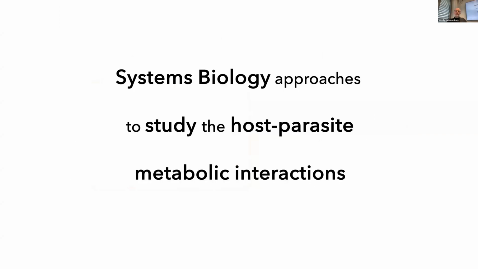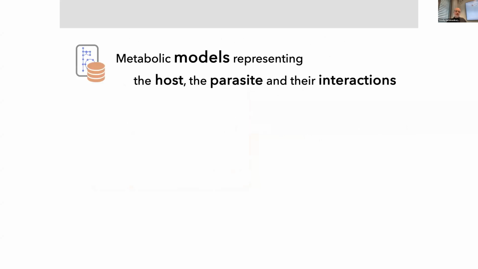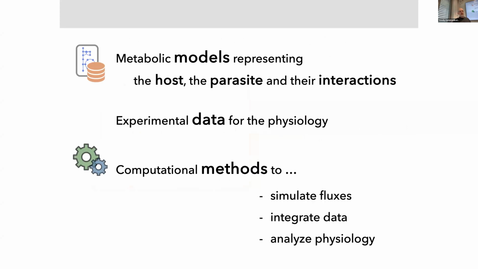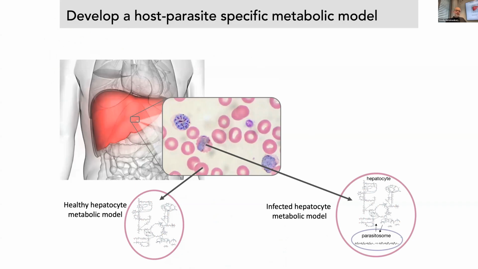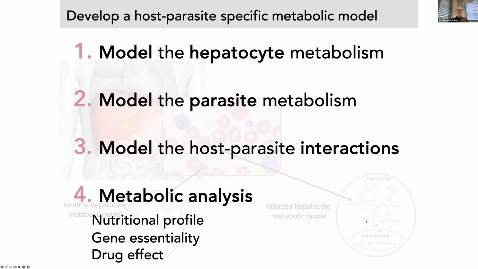So for this, I'm going to present the systems biology approaches we use to study these host-parasite metabolic interactions. We start again with metabolic models that represent the host, the parasite, and their interactions. We use experimental data from physiology, and some computational methods to simulate the fluxes, integrate data, and analyze the physiology. Again, we start with the genomes and build the models for the hepatocyte and the parasite, and then we put them together. First, I'll show you how we build the hepatocyte-specific model for metabolism, then the parasite metabolism, and then the host-pathogen interaction.